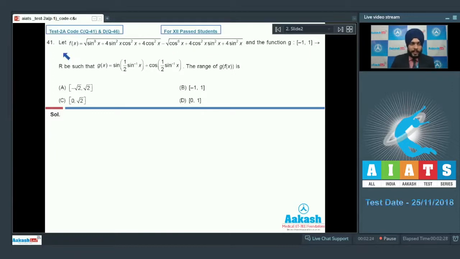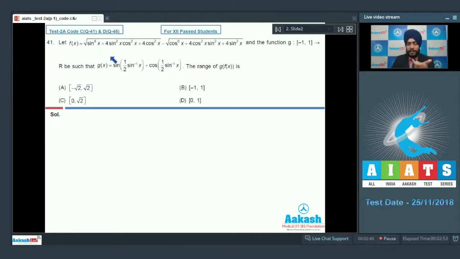Question number 41 says that let f(x) is equal to under root of sin^8 x plus 4 sin^2 x cos^2 x plus 4 cos^2 x, minus under root of cos^8 x plus 4 cos^2 x sin^2 x plus 4 sin^2 x, and the function g from [-1, 1] to R be such that g(x) is equal to sin of (1/2 sin inverse x) plus cos of (1/2 sin inverse x). So students, let us carefully observe f(x).